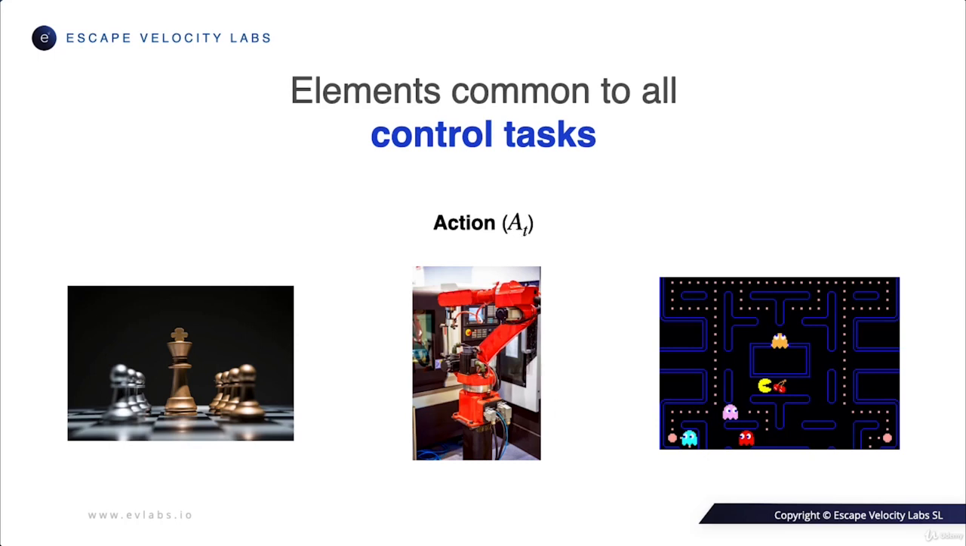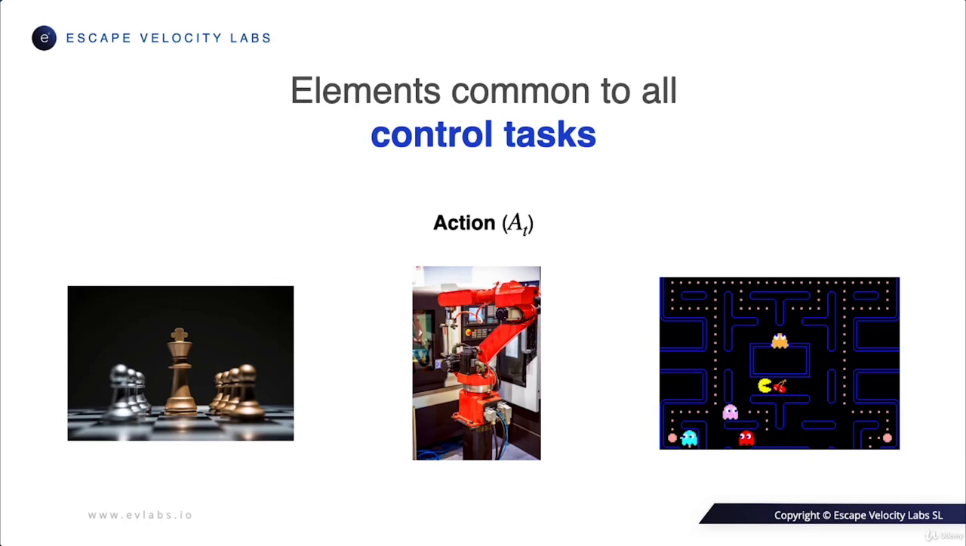The next element that we find in all control tasks are the actions that are carried out during the task. The actions are the moves that the player can perform at every moment in time. In the case of the mechanical arm, the actions consist of modifying the rotation of the joints to pick up and move the object. In the case of Pac-Man, the actions consist of the buttons the player presses on the controller to move the avatar.